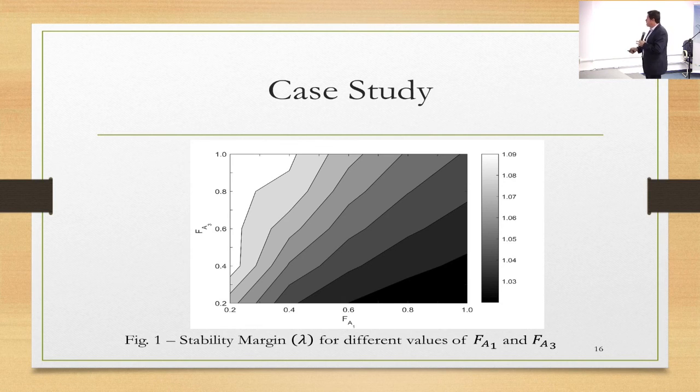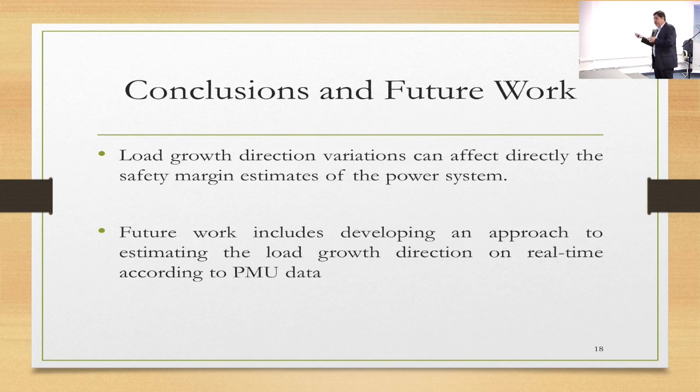So, very similar plot with a few differences. But the conclusion is that the load growth direction variations affect the system voltage stability margin, and this has to be studied. This is a first step towards this objective. Future work includes developing an approach to estimate the load growth direction in real time using PMU data, which Glauco has shown us before.